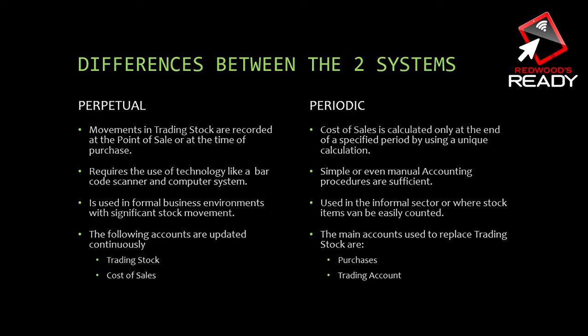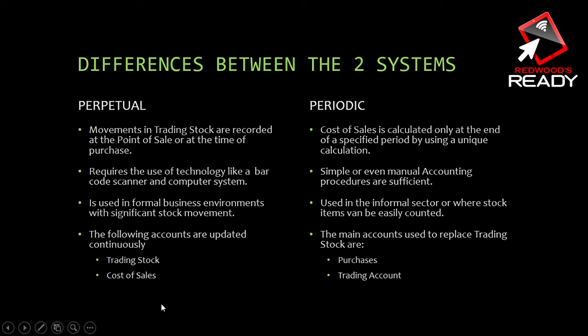Perpetual inventory is used in formal business environments with significant stock movement. If you look at a big grocery store like Pick and Pay, they're obviously using the perpetual inventory system because stock is changing all the time. And periodic inventory could be used by a street vendor or a house shop, where stock can be easily counted, where there's normally just one person running it, the owner.